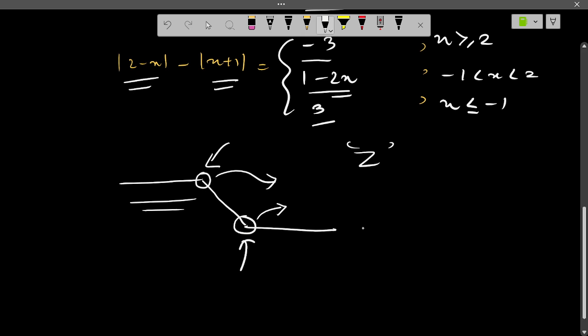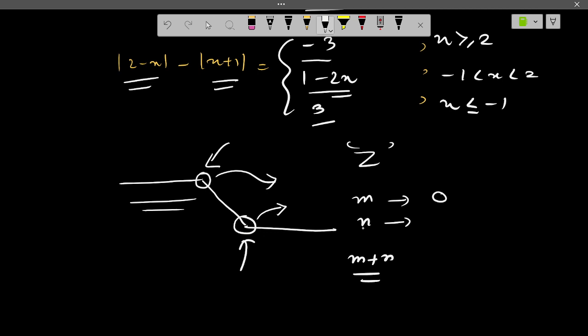This kind of question already came this year, 2024. If m is the number of discontinuous points and n is the number of non-differentiable points, then tell me the value of m plus n, or something like this. In this question, the number of discontinuous points will be 0, and the number of non-differentiable points will be 2. So therefore the total answer will be 2. You have to mark 2.